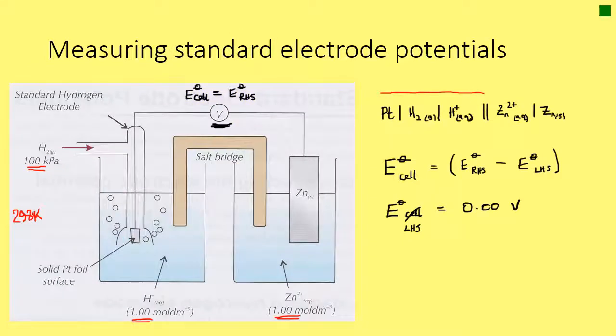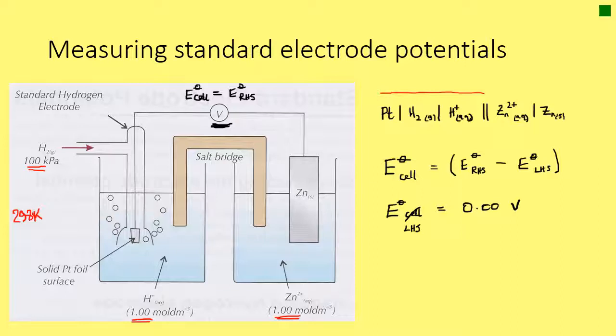So let's measure some standard electrode potentials, or at least one anyway. But first, let's remember that the standard electrode potential of a half cell is the voltage measured under standard conditions when the half cell is connected to a standard hydrogen electrode.